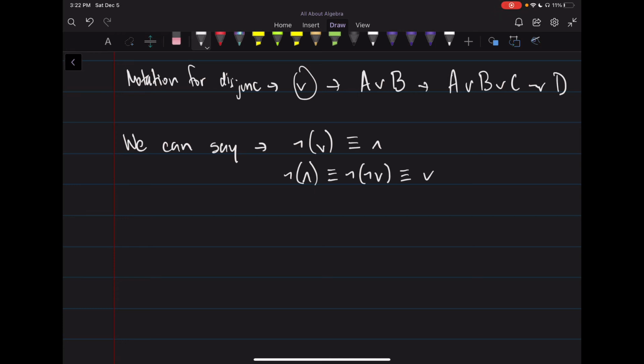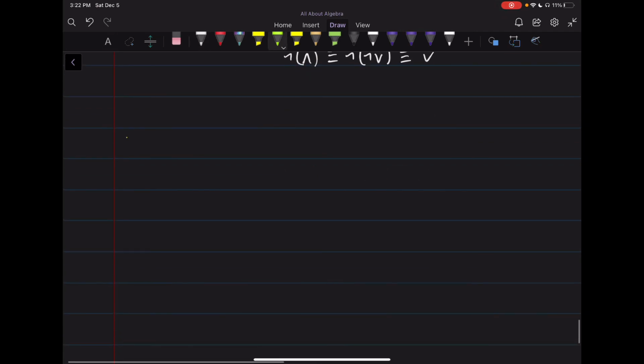Now, there are a couple of rules when it comes to using logical operators.